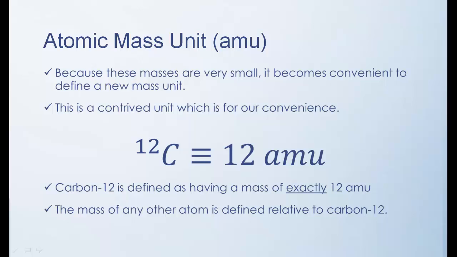And so notice this is a contrived unit that we just made up as chemists. And what we do is we define the mass of carbon-12 as exactly 12 AMUs. And so what we're going to do then is describe the mass of every other atom relative to carbon-12.